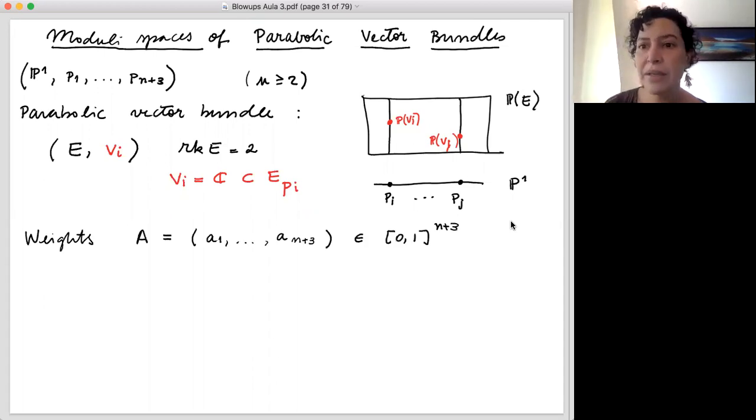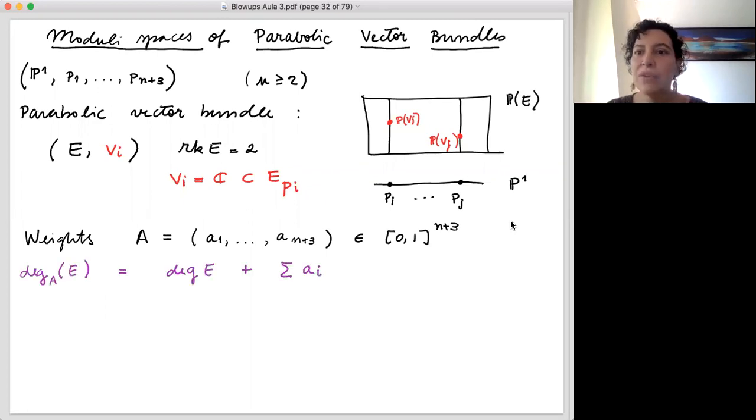Now to define the stability condition, I will have to fix a weight. So for each weight, I will have a stability condition. The weight set is a set of n+3 weights, which are real numbers between 0 and 1. And once I fix a weight, I will define the notions of degree and slope of a parabolic vector bundle. So the degree of a parabolic vector bundle E is just the usual degree of the vector bundle E plus the sum of the weights a_i.